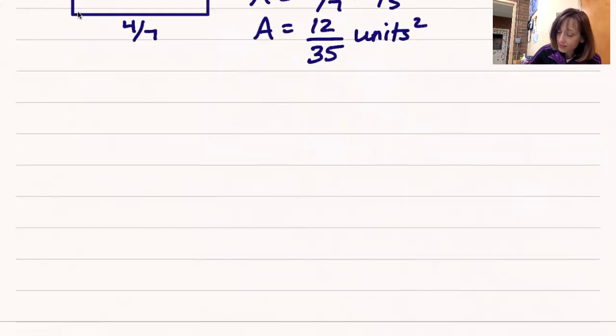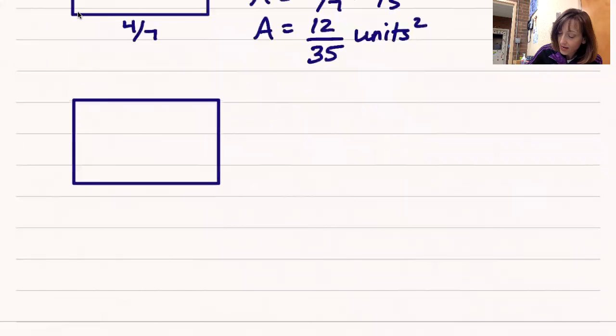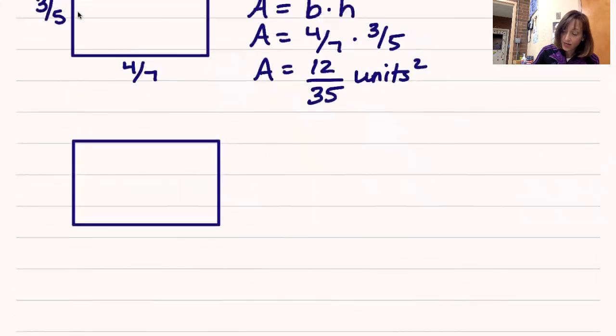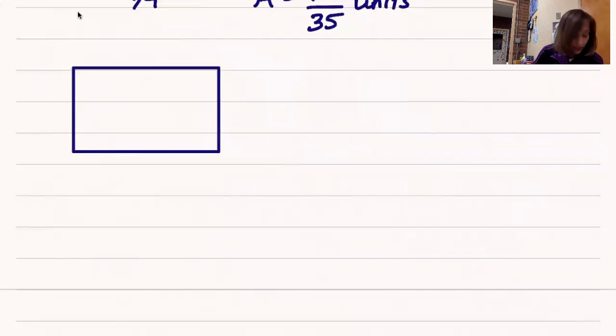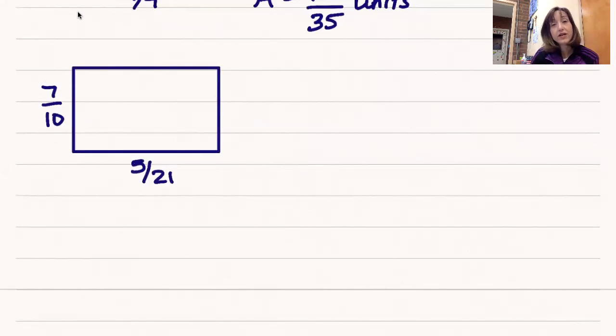Okay, so let's have you do one really fast. I'll give you a new rectangle with some side lengths, and let's have this one be 7/10 on the side here, and this is going to be 5/21, and I'd like you to calculate the area of that, please. So I'm going to pause the video, let you have a chance to work on this problem, and you go ahead and solve it, and when you come back, I will have the solution for you. So I'll see you in 1 minute.